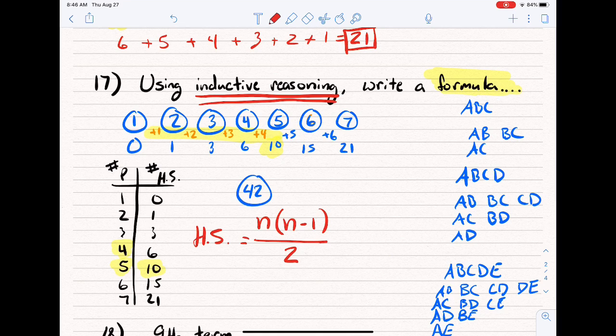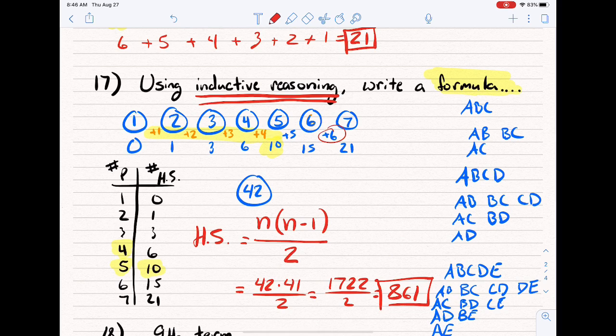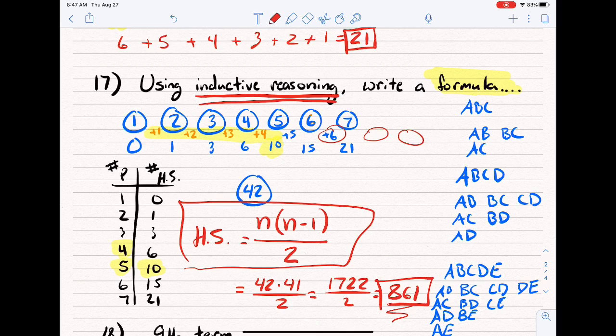And so what that would mean is that if I did have 42 people in the room, I could say, well, 42 times 41 divided by 2. 42 times 41 is 1,722. Divide that by 2, 861. If you had 42 people in the room, there would be 861 handshakes. Now, that's way better than us working through it step by step, adding and adding and adding. Oh, that would have taken a while to get to 861. So that's why we want to use inductive reasoning to create a formula.